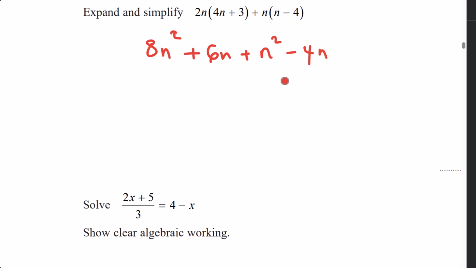Now this is the result of expanding. So now we simplify. We add 8n squared plus 1n squared. That will give you 9n squared. And then we do 6n minus 4n, we get 2n. And this is how much you could simplify. Okay, so this is the right answer.